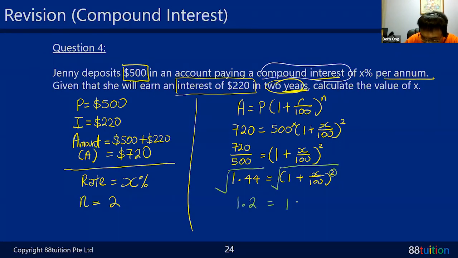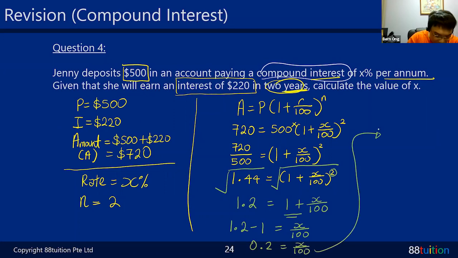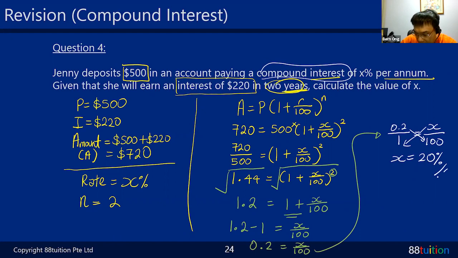It equals 1 plus X over 100. Remember, your objective is to get rid of the square, so you have to root it. Down here is a plus 1, bring it across and it becomes a minus 1. 1.2 minus 1 gives 0.2, equal to X over 100. Can I cross multiply? 0.2 over 1 is equal to X over 100. Cross multiply: X times 1 is X, and 0.2 times 100 is 20. Therefore, X is 20%.